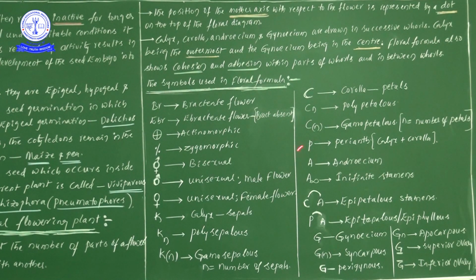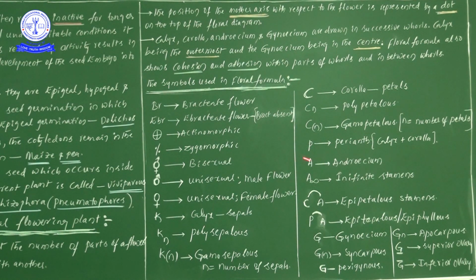Next one, P, which indicates perianth. Perianth is formed by the combination of calyx and corolla. So here the calyx and corolla together form the perianth. Instead of writing perianth, we will take the symbol as P.